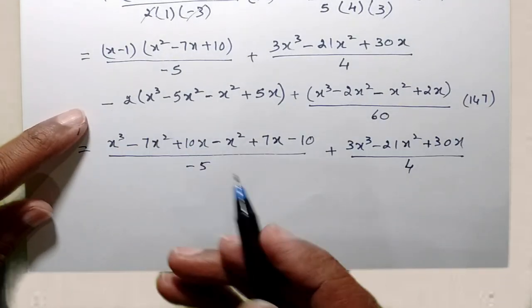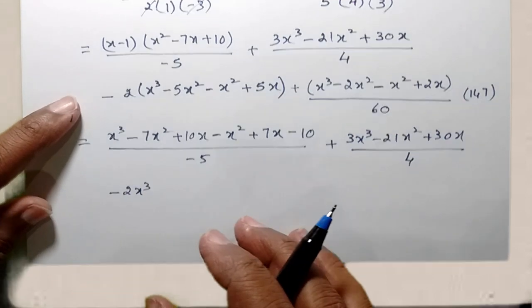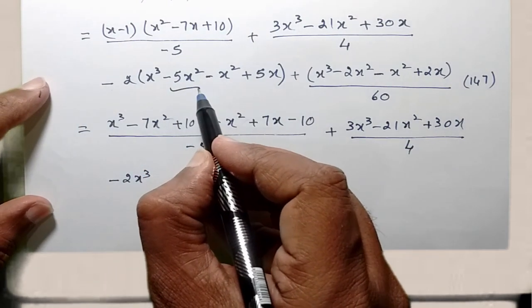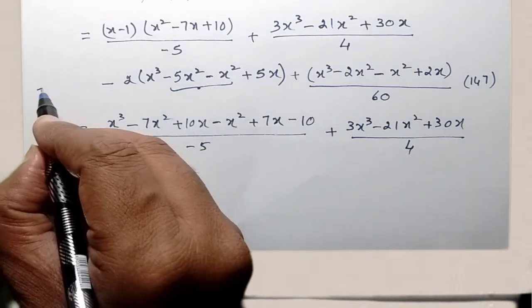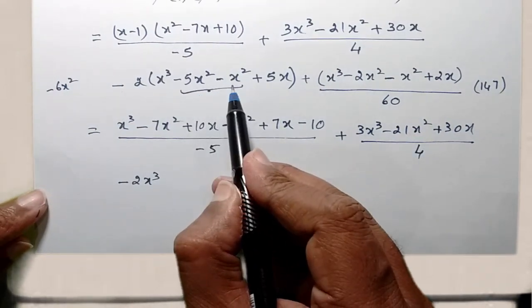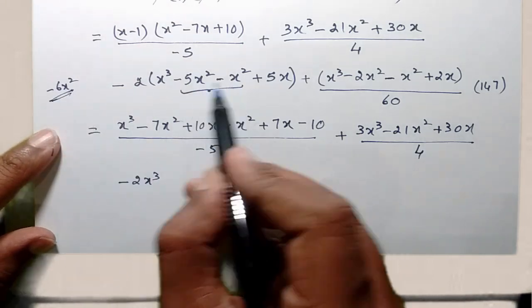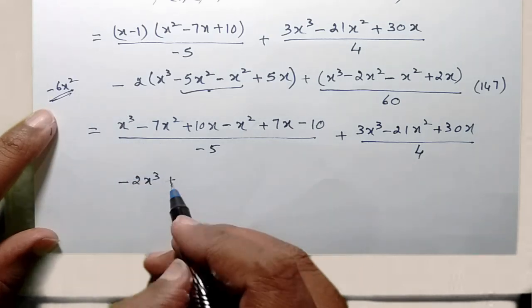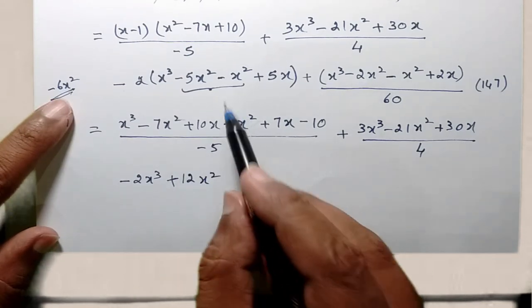This you can multiply. Minus 2 you can multiply inside. It is minus of 2x cube and minus of minus will become plus, or if you want you can just add these two values. Can you see minus 5 minus 1 will become minus of 6x square, right? Minus 5x square minus x square will be minus 6x square. So this minus 6x square, this particular term has to be multiplied by minus 2. So minus of minus will become plus, and 6 times of 2 will be 12x square. So I multiplied that one.